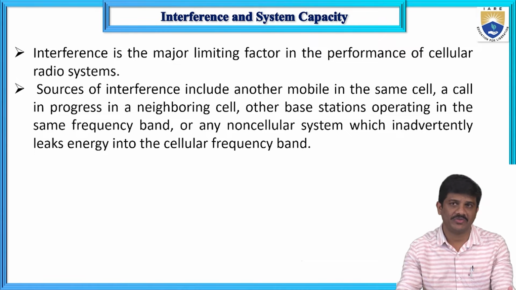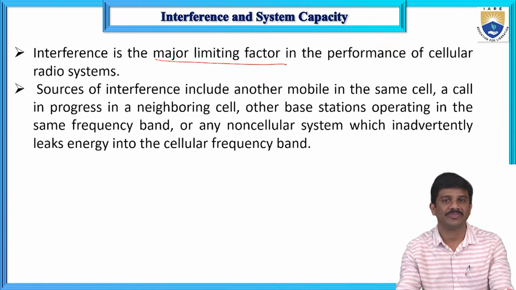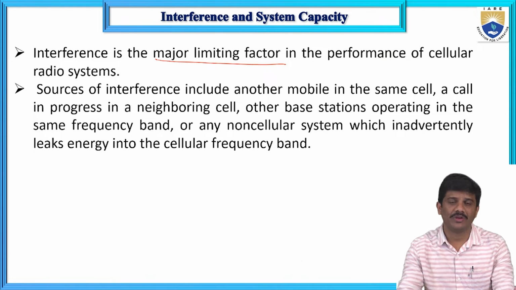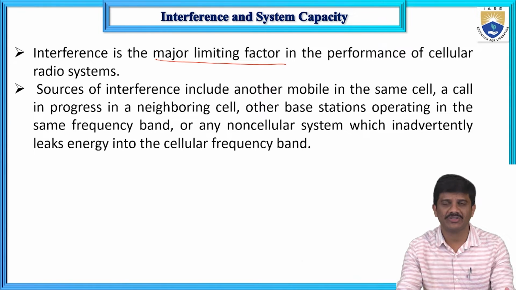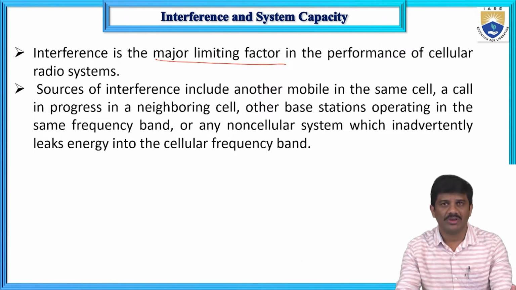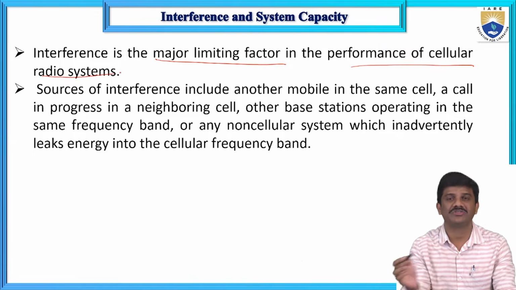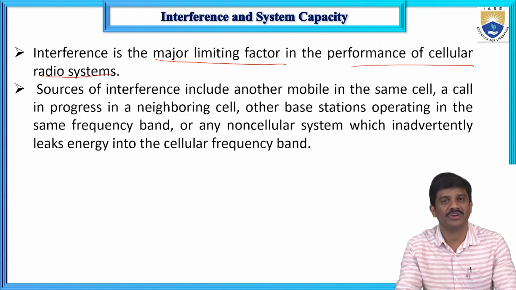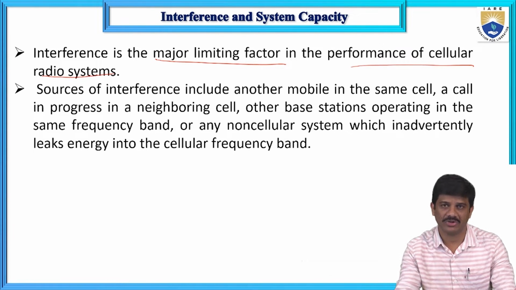What is meant by interference? Interference is a major limiting factor. If you go for any signal, the performance depends on the interference. Interference is a major limiting factor in the performance of a cellular radio system. Then again, we have different types of interference and the problems that we will see.